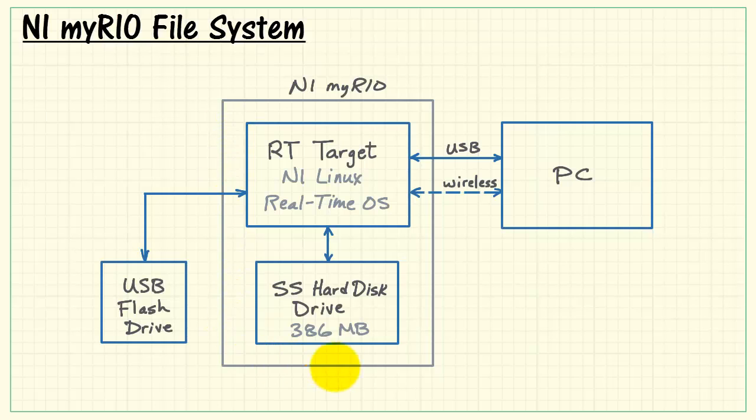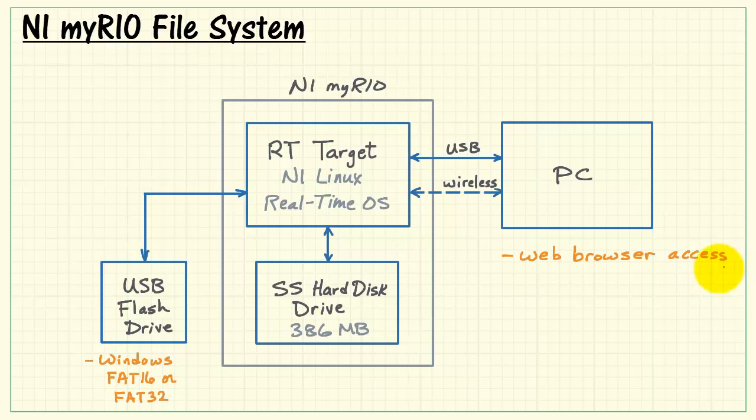All right, let's get acquainted with the file system in general. Here's the myRIO. Here's the real-time target running NI Linux real-time operating system. Also on board, we have a solid-state hard disk drive with 386 megabytes capacity. The USB port can accommodate a flash drive that's formatted using Windows FAT16 or FAT32. Via the PC, we have the USB and wireless connections available.